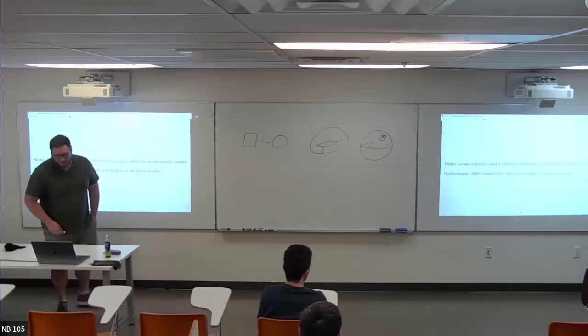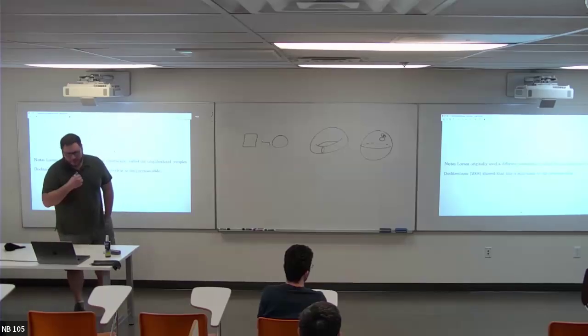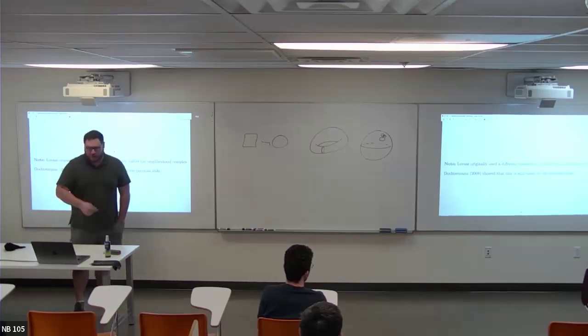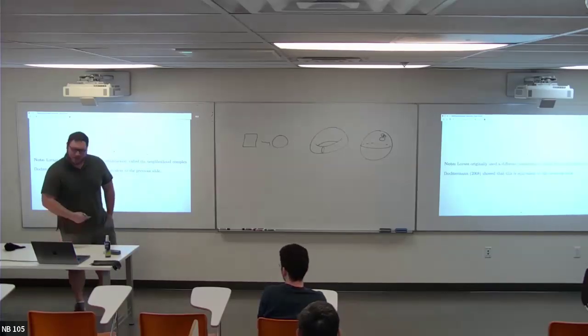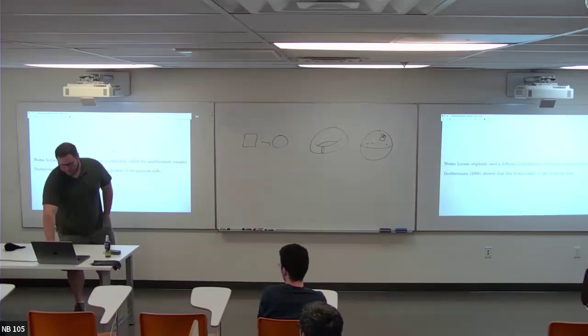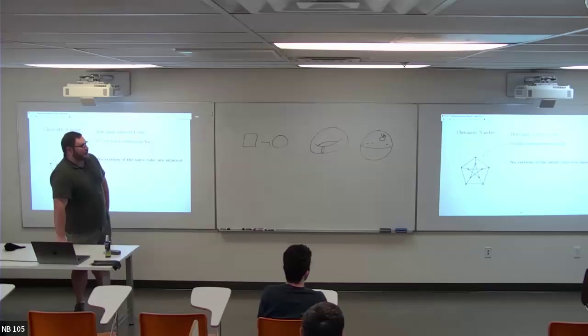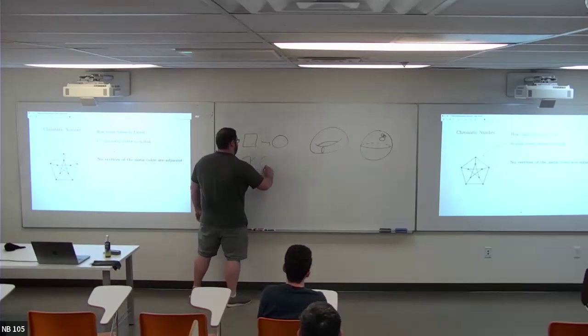I should give the warning that this is not how Lovász stated this theorem. Later on, another mathematician, Anton Dochtermann, showed that what I just said is equivalent to what Lovász actually said. But I'm going to talk about it in this way because it connects better to my theorem. Okay, so I have to explain the first symbol, which was χ(G).